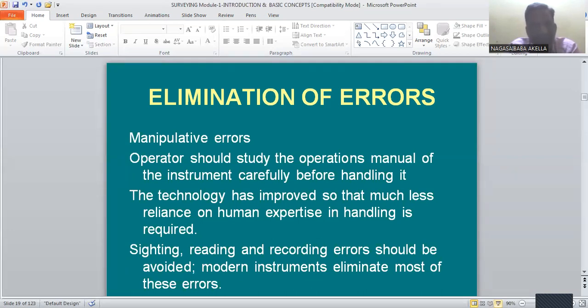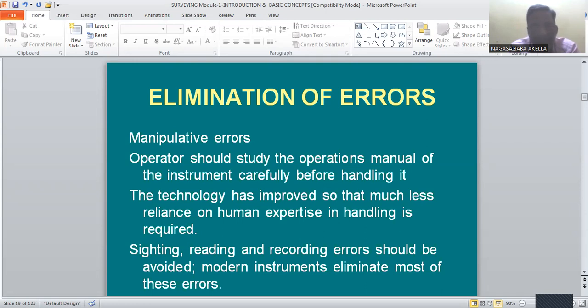Now, how to eliminate the manipulative error? The operator should study the operation manual of the instrument carefully before handling it. Whatever instrument you are handling, you should know the manual given by the manufacturer. You have to thoroughly study that manual and understand the operation, how to do. Then you have to operate the instrument. The technology has improved so that much less reliance on human expertise in handling is required.